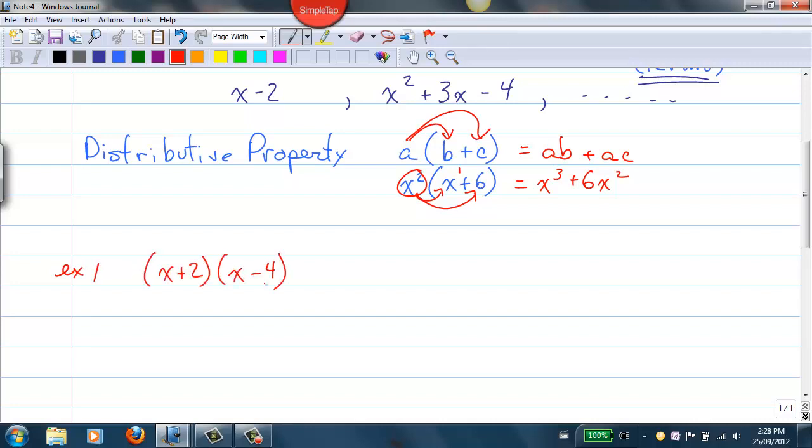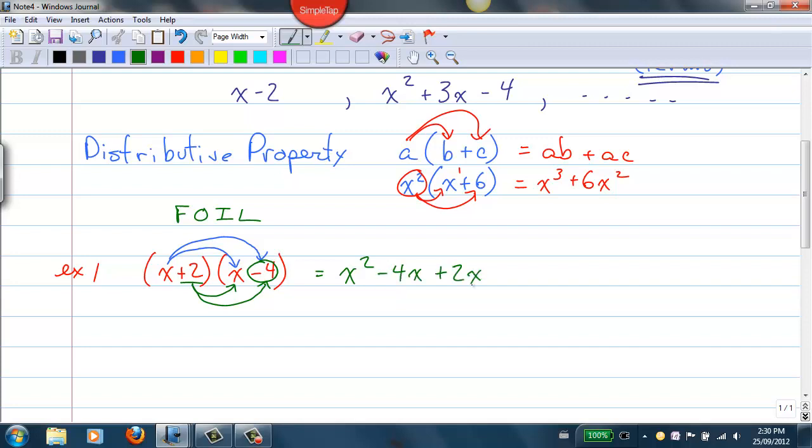Now, in this example, we've got the two binomials being multiplied together, x plus 2 and x minus 4. The distributive property tells us that we need to take the x and multiply it by both terms in the second binomial, and the 2 and multiply it by both terms in the second binomial. A lot of times we talked about FOIL, maybe in your grade 9 class, and that means in the case of two binomials, the first terms, the x times x, the outside terms, x times negative 4, the inside, 2 times x, and the last term, 2 times negative 4.